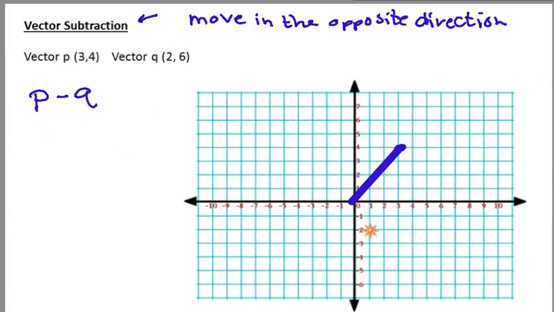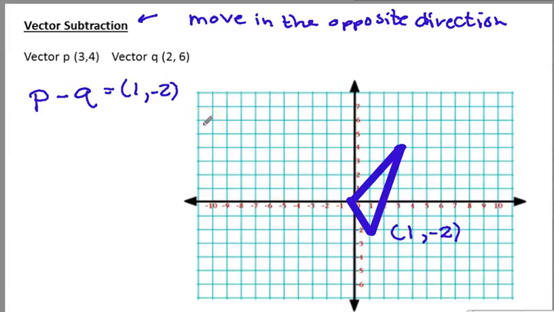And remember again, that point does not represent my vector. This segment does. So if I walked along the path of p minus q, this is where I would end up. Here is the resultant. And that resultant has the coordinates of 1, negative 2.